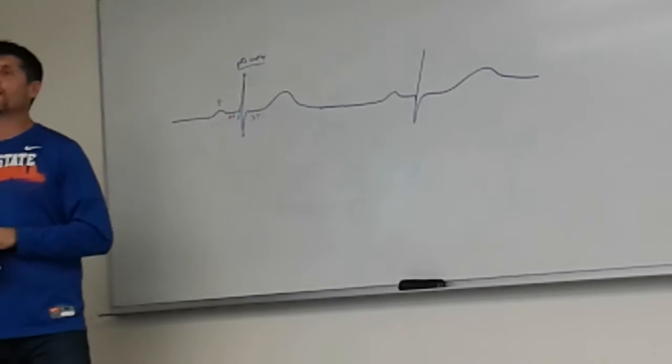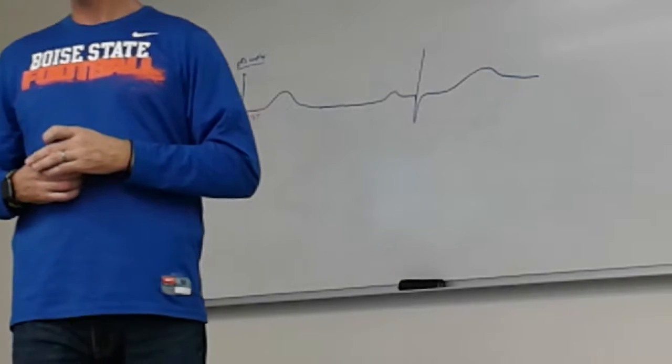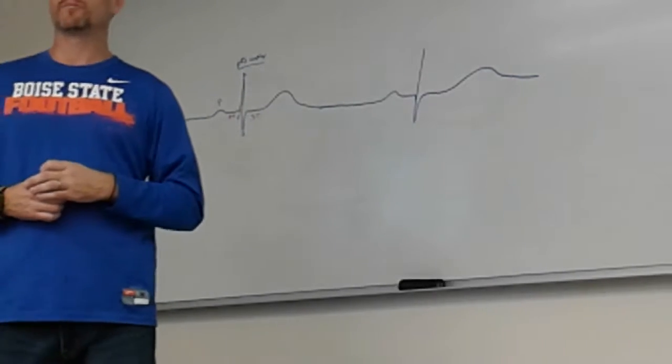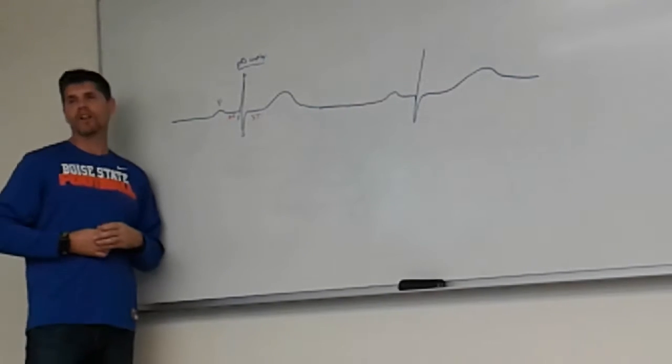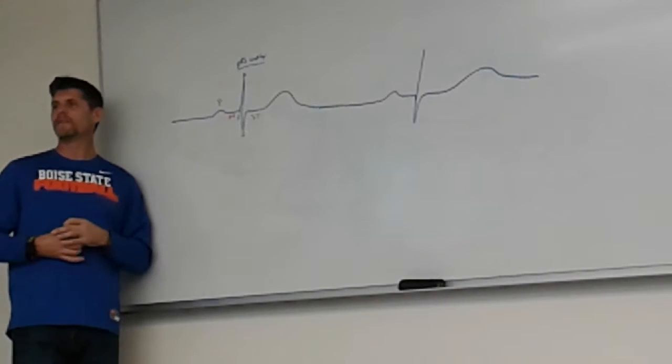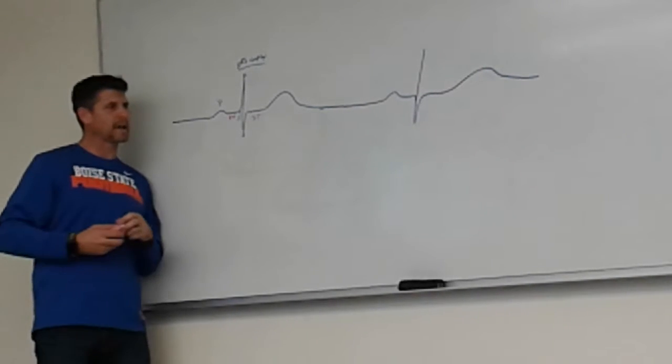Now, it doesn't matter if there's actually an S wave. You might have a QRS complex that does not have an S wave, and it just ends in an R wave. We still don't call it the RT segment. It's still called the ST segment. Does that make sense? We'll always keep that name the same.